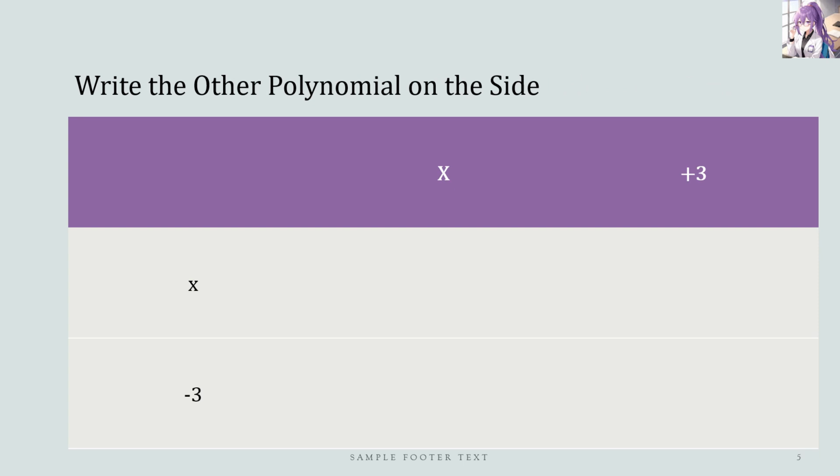After we've finished writing the binomial on the top, we have to write the other binomial along the side. And thus we get something that looks like this here. Note that I've remembered to include the signs in this section as well. If you remember your multiplication, this is important because if we multiply two numbers of different signs, we get a negative number. If we multiply two numbers of the same sign, we get a positive number.